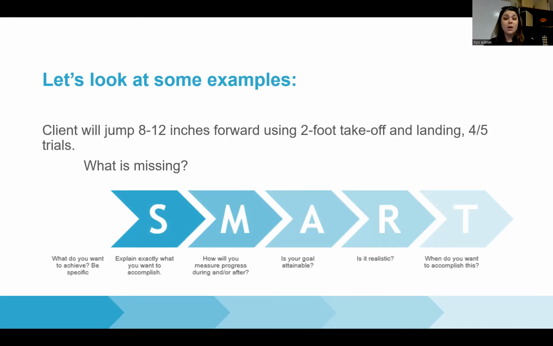We don't have any broken feet. We are ambulatory. We can jump down from things. We just can't jump forward. So yep, this is a realistic goal. And then, do we have a timeline in which we want this accomplished? So this one says 4 out of 5 trials. So 4 out of 5 trials means that when I attempt it 5 times, 4 of those have to be correct. Now, I would say at this point, how long do you get to continue practicing this? Is it 4 out of 5 every day? Is it 4 out of 5 over the next 6 months? What does that look like? So this time component might be a little bit sticky.